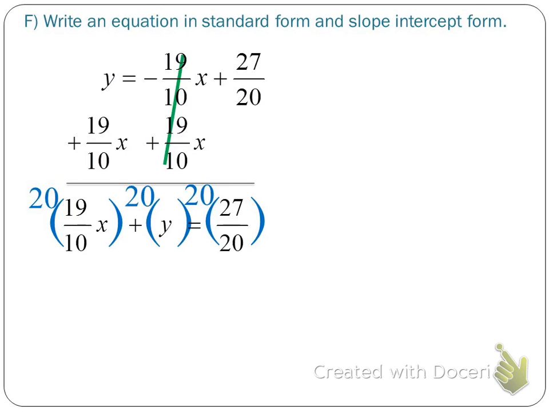So you are distributing 20, or here it's just written out as 20 times each term. So up front, this gives us 1 and 2. So 2 times 19 is where the 38x came from. There was no coefficient with the y, so I know there's a 1 there. 20 times 1y is 20y. And in the back, the 20s are going to give you 1s, and 1 times 27 is 27.